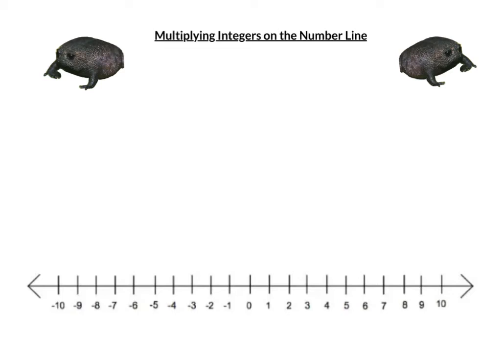Next up on multiplying integers on the number line, let's see what happens when our first term is a negative and our second term is a positive. So let's go ahead and work with a negative 4 multiplied by a positive 3. And so now for the very first time, we are seeing this first term as a negative number.